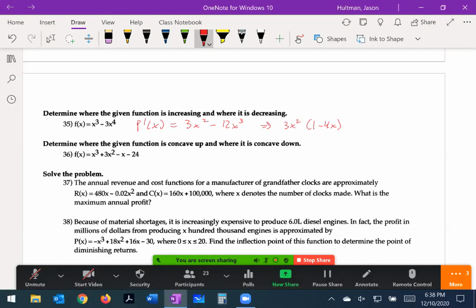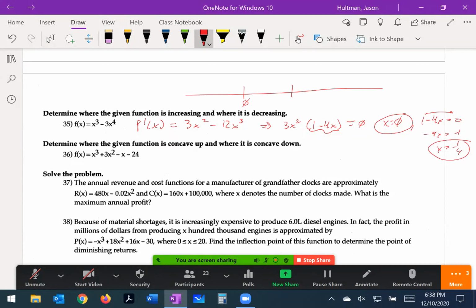Okay, and I want to know, well, where is this equal to 0? Well, it's equal to 0 at 0, and set the other factor equal to 0, and we get 1 minus 4x equals 0. So either x equals 0 or 1 minus 4x equals 0. So toss that to the other side, we get negative 4x equals negative 1, so x equals 1/4. So we've got a critical point at 0, and we've got a critical point at 1/4.